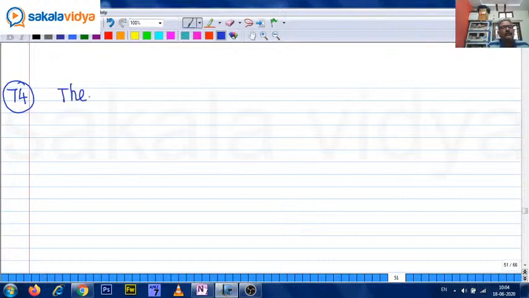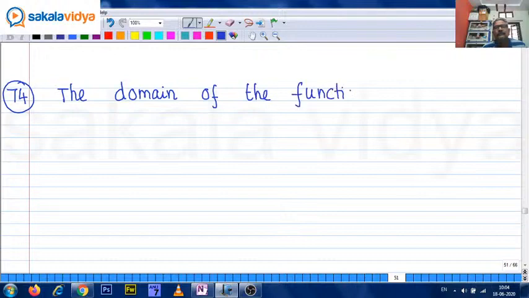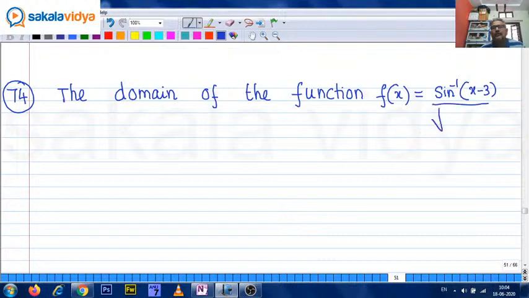The domain of the function f of x equals sine inverse of (x minus 3) upon root of (9 minus x square).